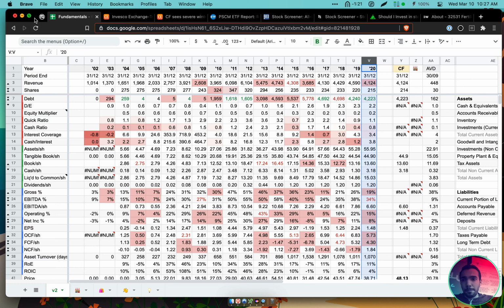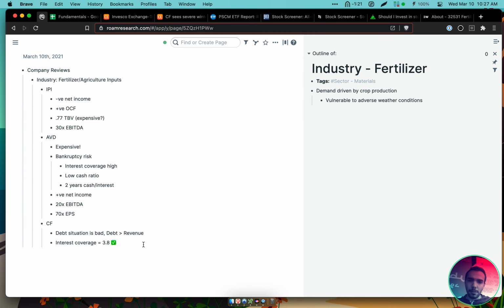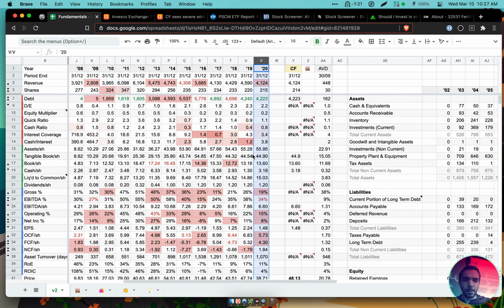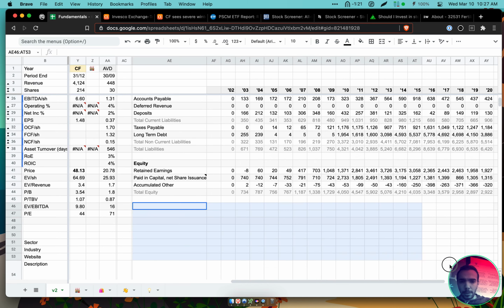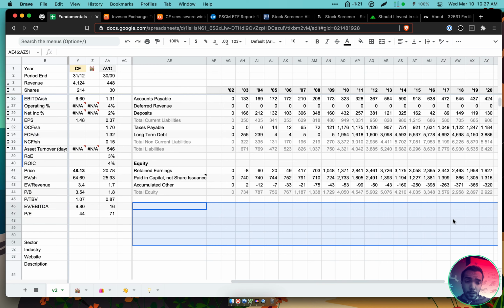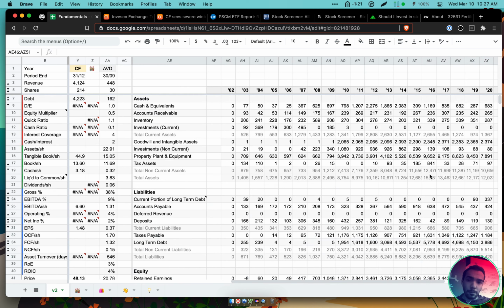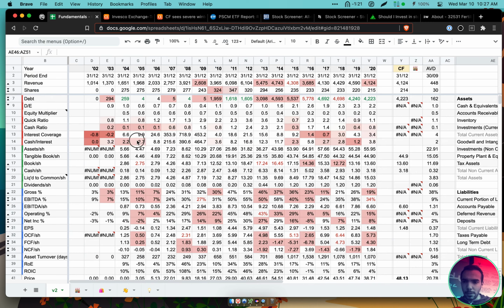So, CF looks pretty good. I like CF, except for the debt situation. So maybe you could monitor it. I don't like their debt situation. I want to see what their interest looks like. So I want to add the income statement to this, so I can actually see the interest expense and whether it's significant compared to revenue. Because right now I can't really see.